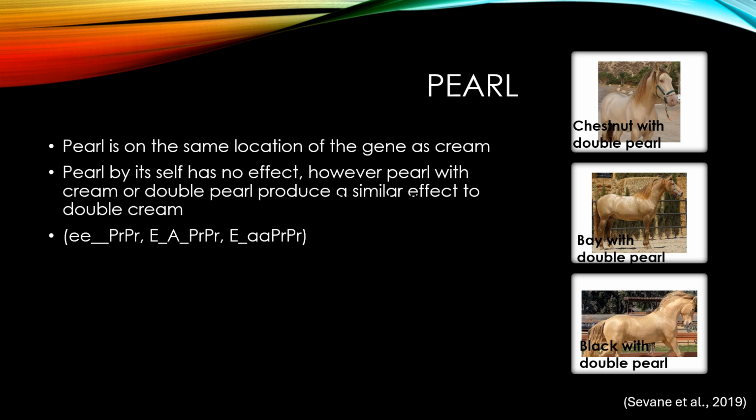So chestnut with 2 copies of pearl is known as a chestnut with double pearl, bay is bay with double pearl, and black is black with double pearl. Pearl is found in breeds with Spanish origin again, such as the Lusitano and the Andalusian, as well as derived breeds such as paint horse and quarter horses.